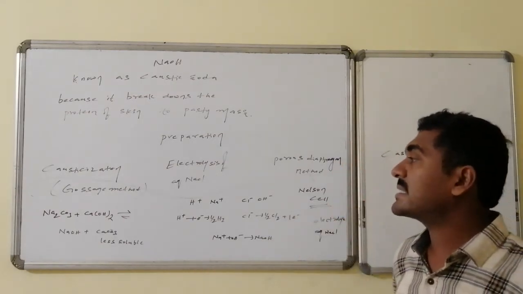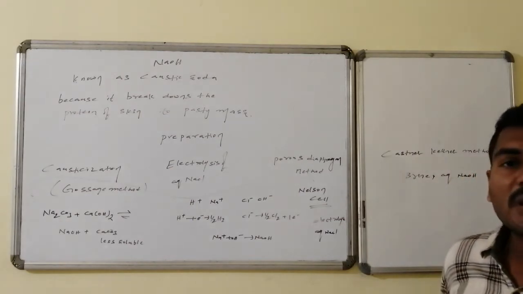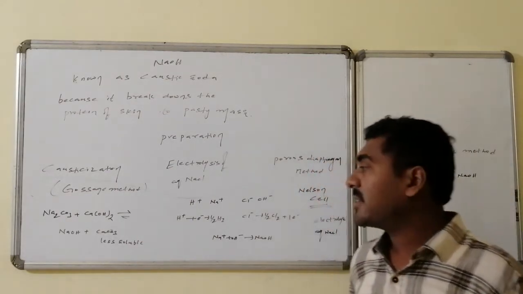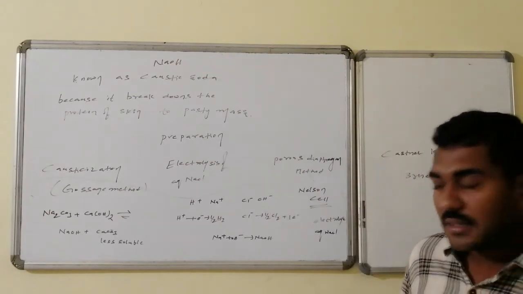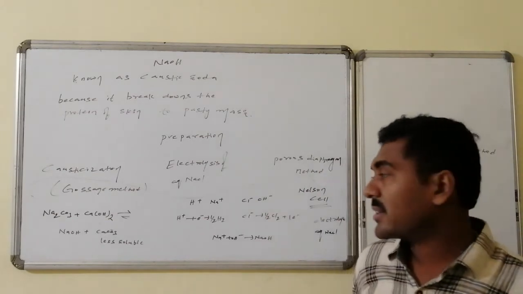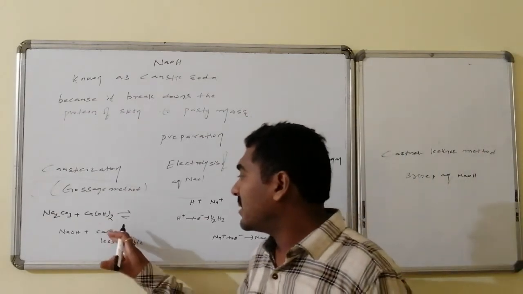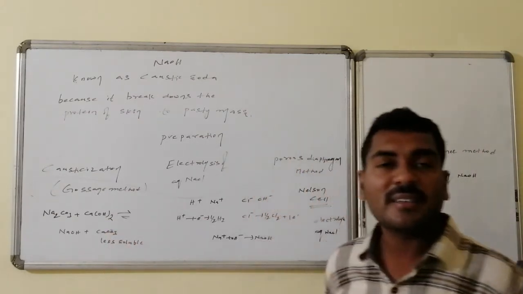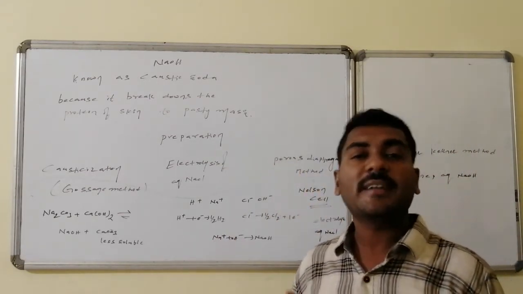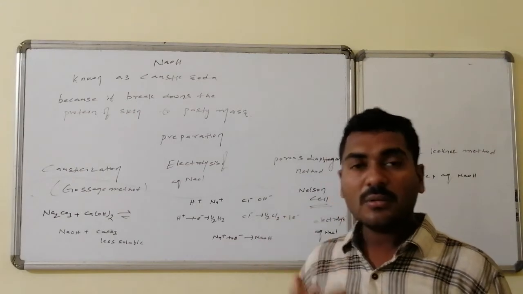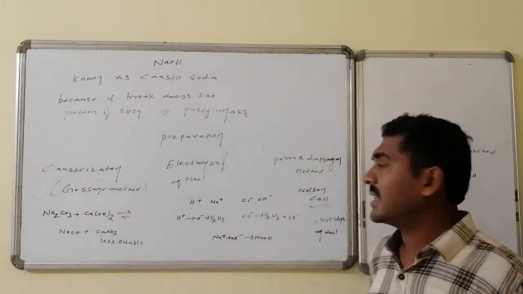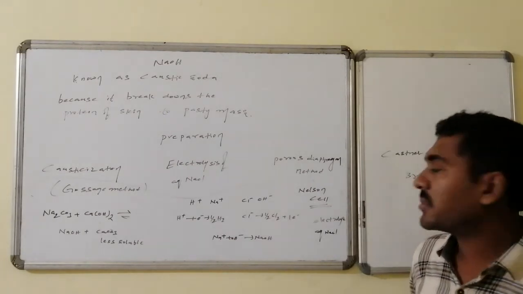The first method is the causticization method, which is also known as Gossage's method. In this, sodium carbonate and calcium hydroxide are reacted. That is a reversible reaction. As a result of the reaction, it is converted to sodium hydroxide followed by calcium carbonate. Calcium carbonate is less soluble, hence easily removable, and we can change the conditions to move the reaction in the forward direction. The second one is the electrolysis method using aqueous sodium chloride.